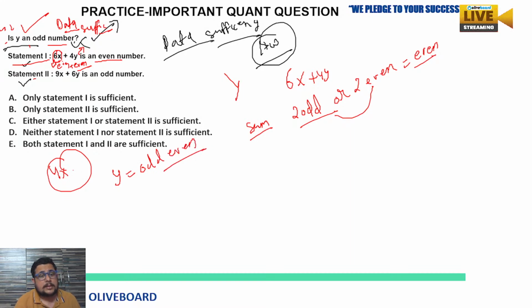Because 6x plus 4y is an even number. 6x is even, plus 4y is also an even number. But what about x and y? So both possibilities are there. y can be odd or even, but we do not have any confirmation here about whether it is odd or even. So statement 1 is not sufficient to answer.